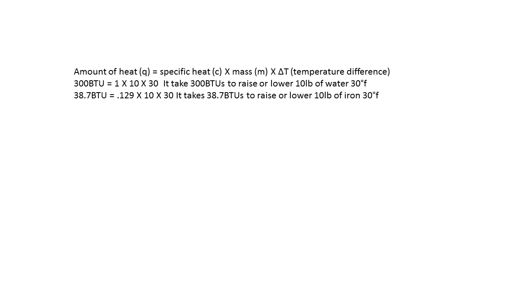So as you can see, it takes 300 BTUs of heat energy, either added or taken away, to change 10 pounds of water 30 degrees Fahrenheit, due to the fact that the specific heat of water is 1. Whereas for iron it's much lower, due to the fact that its specific heat is 0.129.